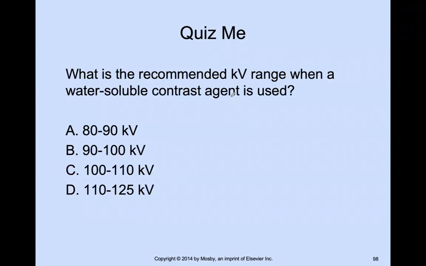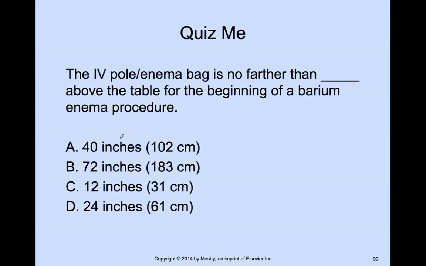Now, this one I do want you guys to try to answer. What is the recommended kV range when a water-soluble contrast agent is used? Only water-soluble. Very good. 80 to 90. 110 to 125 for barium only, and then we do the 90 to 100 for double contrast. But for water soluble, it's 80 to 90. Good job, guys. You'll see this question on an exam or assignment.